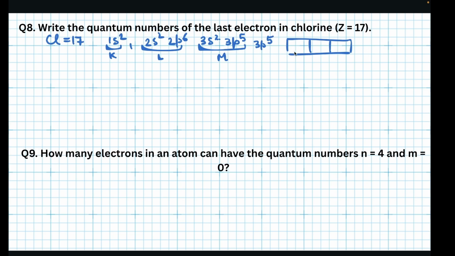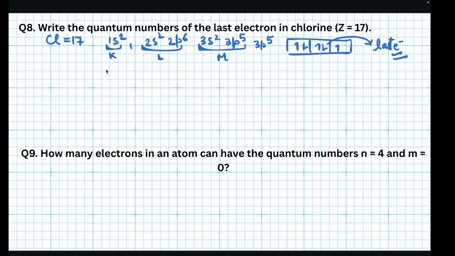Now we will fill all the 5 electrons in these orbitals 1, 2, 3, 4 and 5. So this is the last electron that enters the 3p subshell. And we need to find out all the quantum numbers for this last electron.